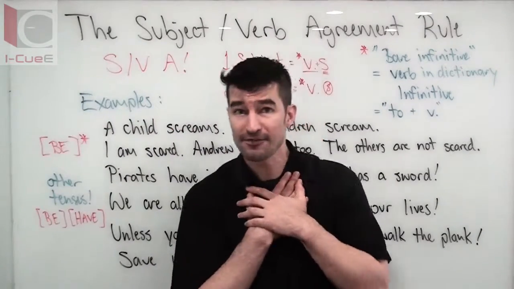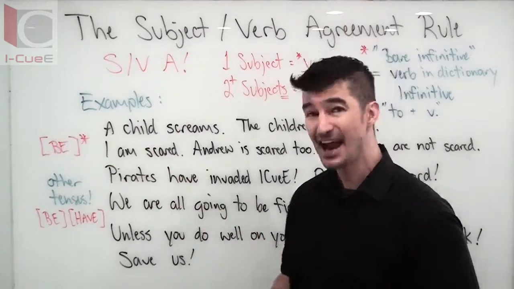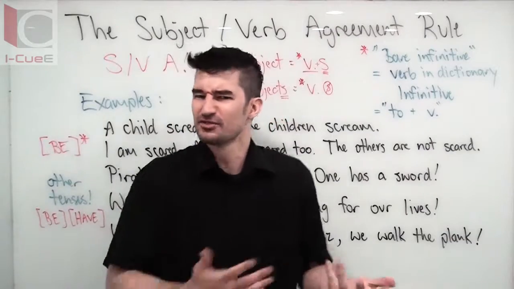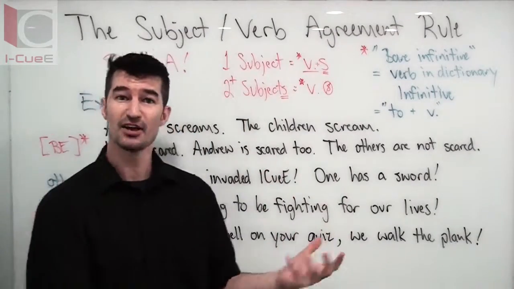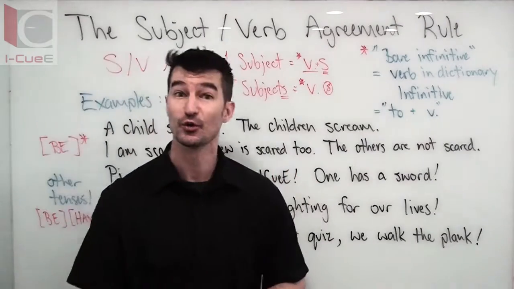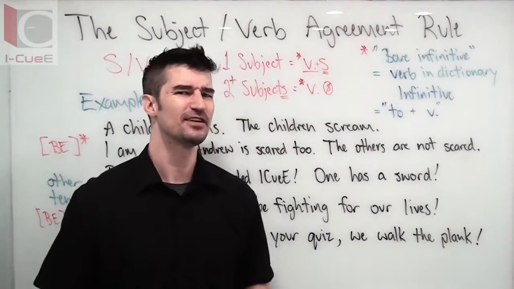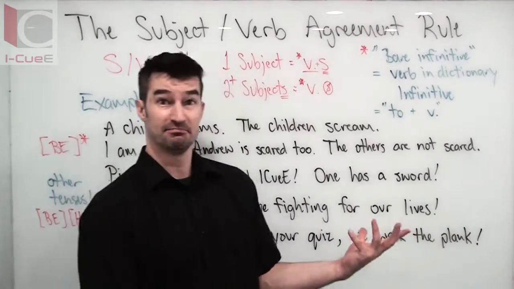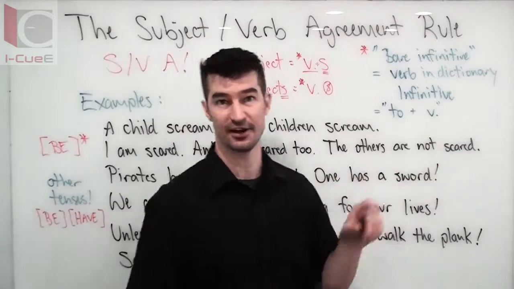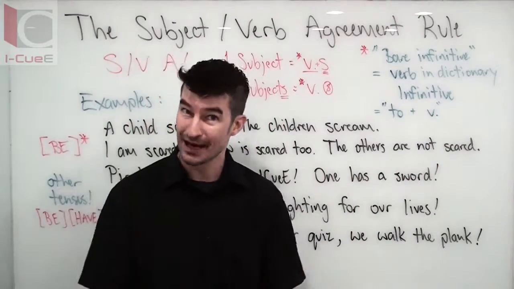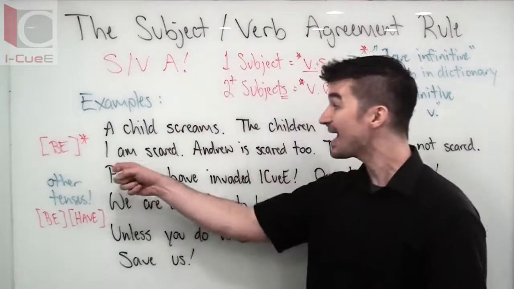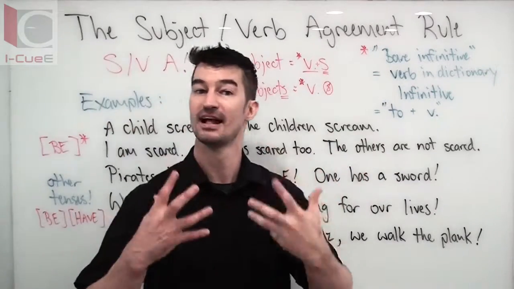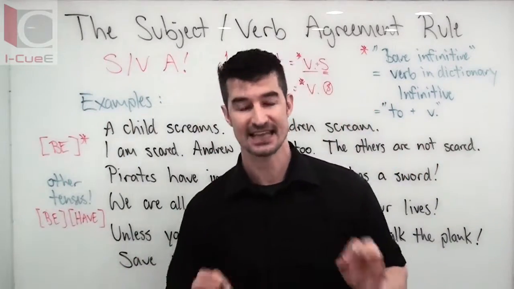If I'm talking about myself, I might say, well, I am scared. I don't know why I'm scared, but I'm starting to feel a little scared. And if I'm talking about someone else, I can say, well, Andrew is scared too. I don't know if that makes me feel any better. I don't know if I would rather be scared alone or scared with a friend. I mean, the others are not scared. So here, all of these are simple present tense constructions. I am, Andrew is, the others are. That's the be verb in the simple present tense.